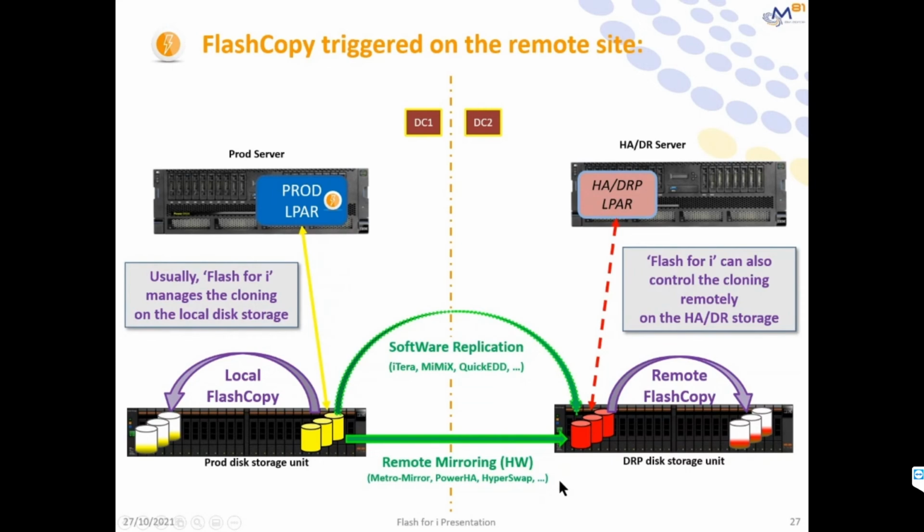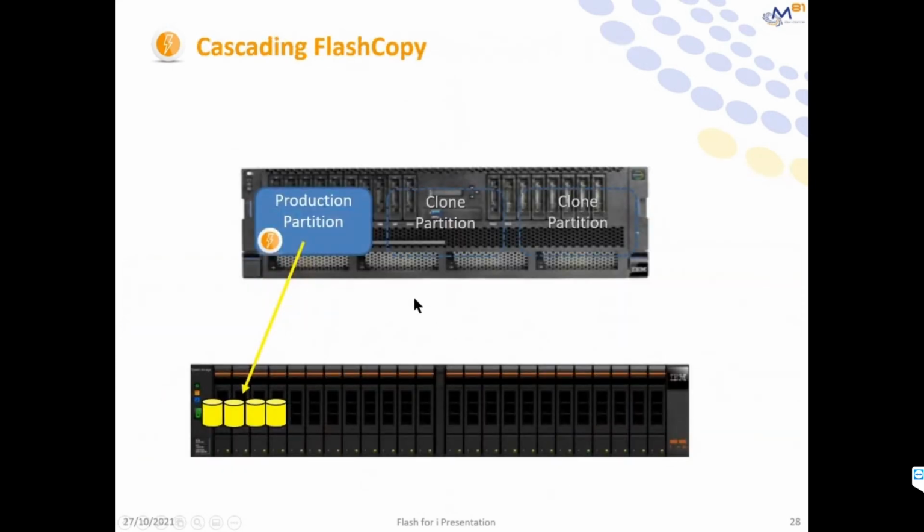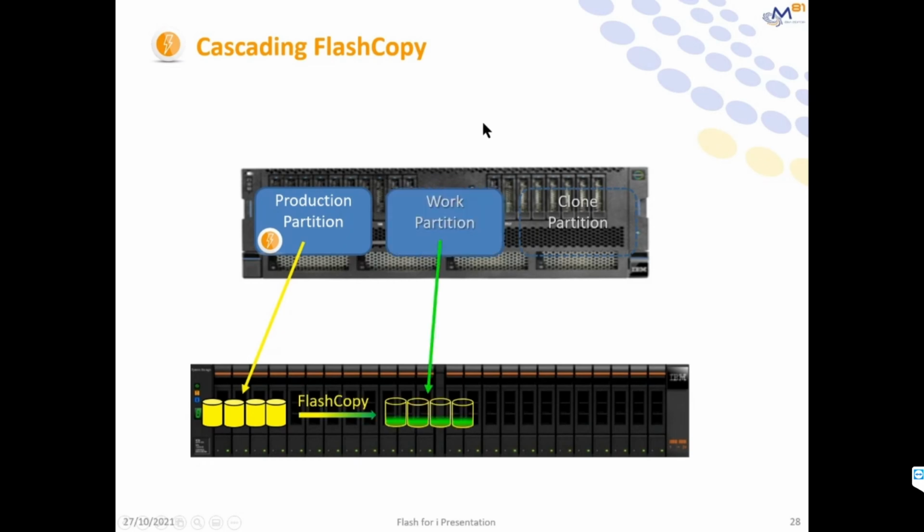Another way to use it is cascading. For example, with our anonymization process, you have your production partition here. At midnight, you create a first clone, and for example, you make a backup. And when it's done, you start the anonymization process. The anonymization process takes 2 hours or 3 hours. We don't care. And the data don't change. They are just anonymized. So you just change them inside the original files.